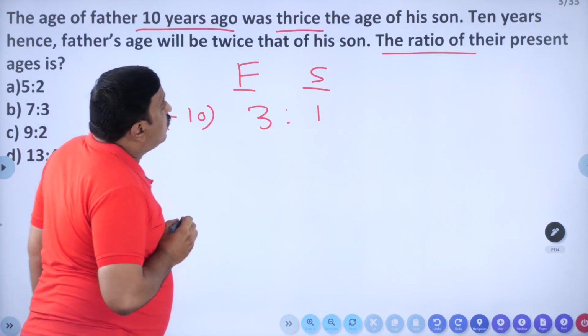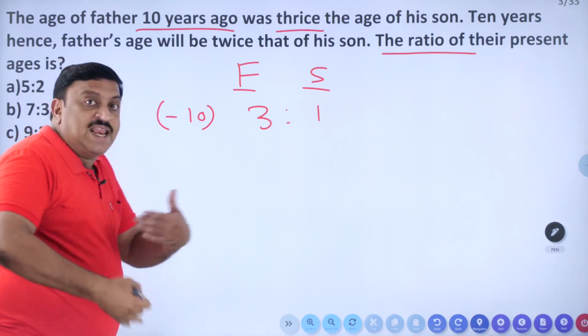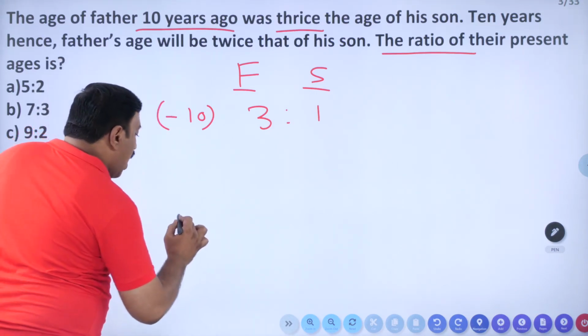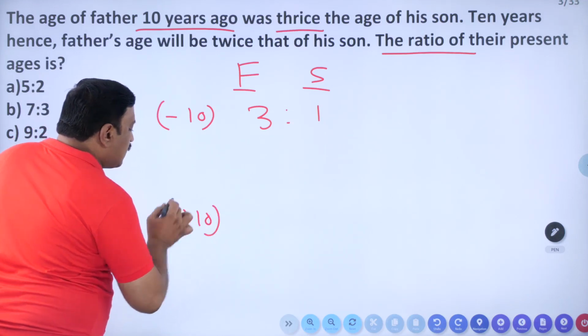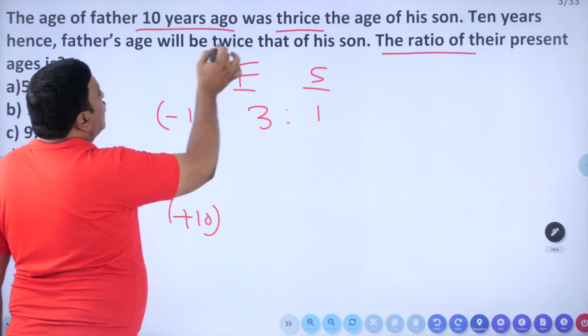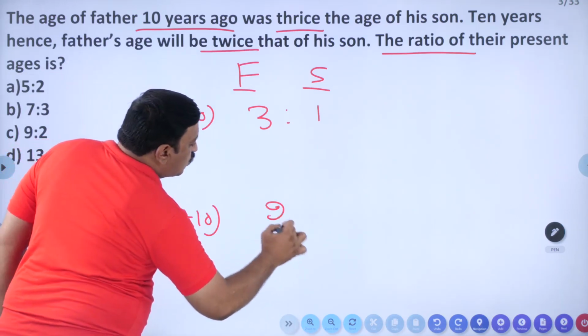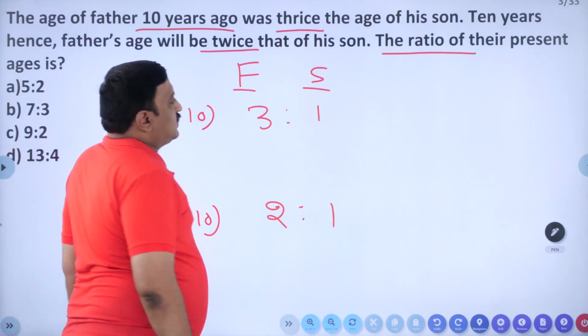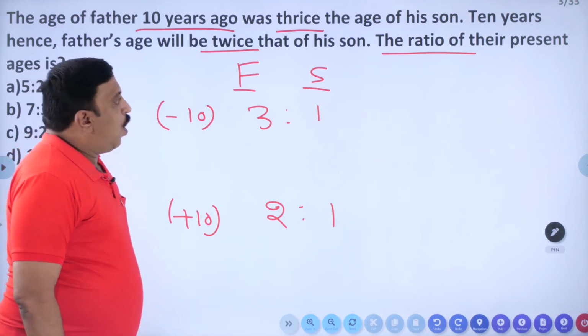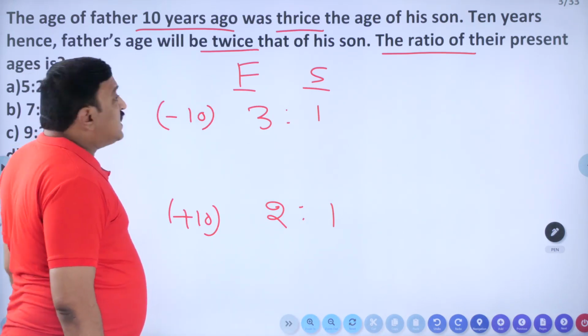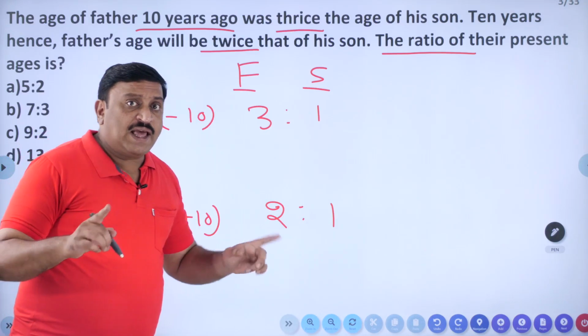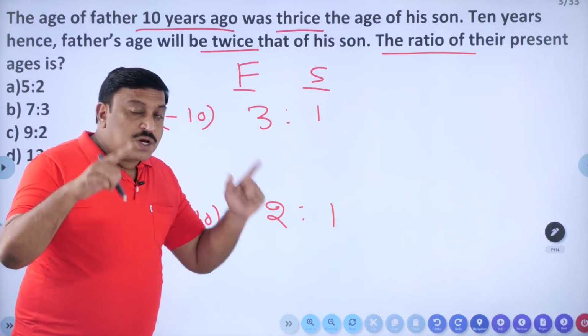Now 10 years hence. 10 years hence means 10 years afterwards. It will be how much? There will be twice the age of the son, so it is 2:1. The ratio of the present age is what we need; we don't need the exact ages, we need the ratio.